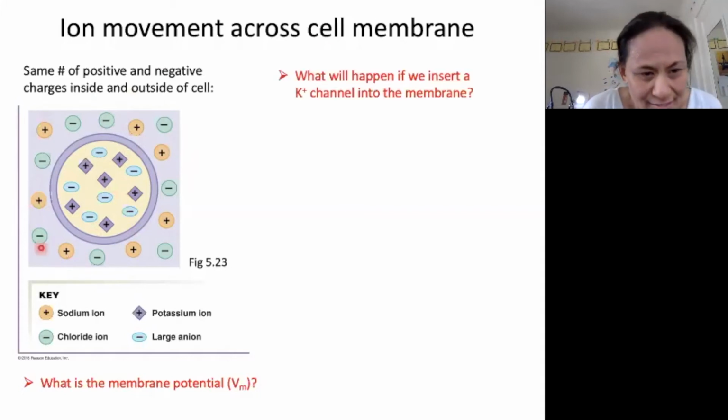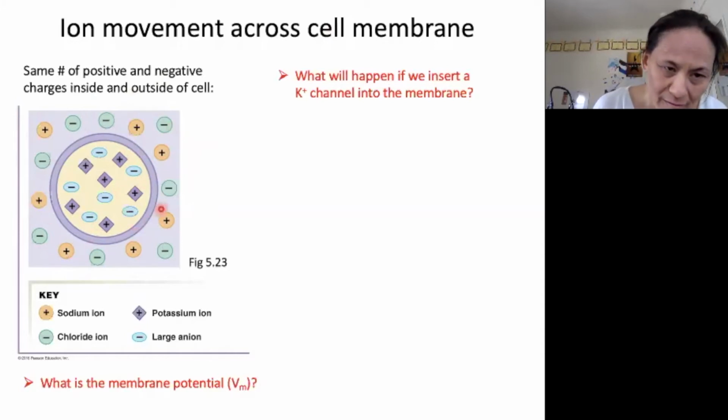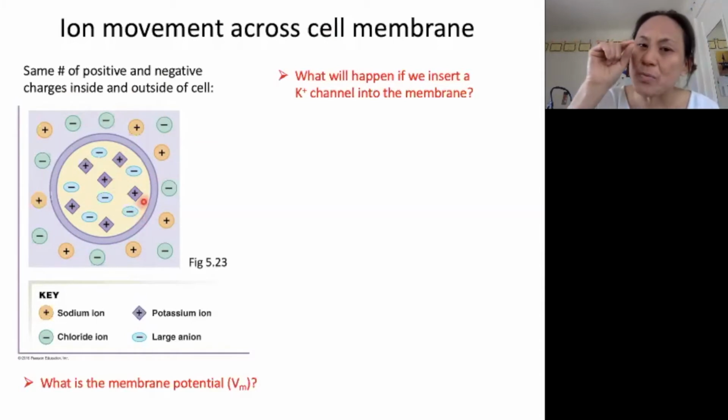Moving on, let's take this example. We have this situation here, and imagine what's going to happen if we insert a potassium channel into the membrane. In this diagram right here, we don't have any channels. Take a look at where we can find potassium in the diagram, and then think about what would happen to potassium if we were to add a potassium channel into this membrane here. Go ahead and answer that question on your worksheet.